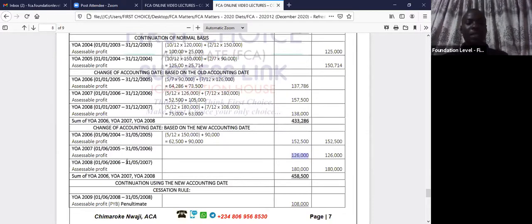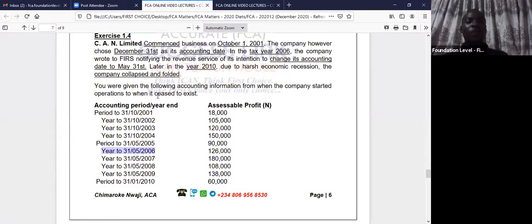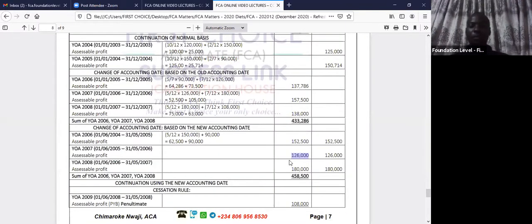The same thing with the next year, 2008, June 1, 2006 to 31st May 2007. They gave you the figure 31st May 2007. Take this 180, no adjustment, take it straight here. Now, when you sum these three, comparing the old and the new, you find out that the new date has a higher result. That's why I am electing these ones to be here.